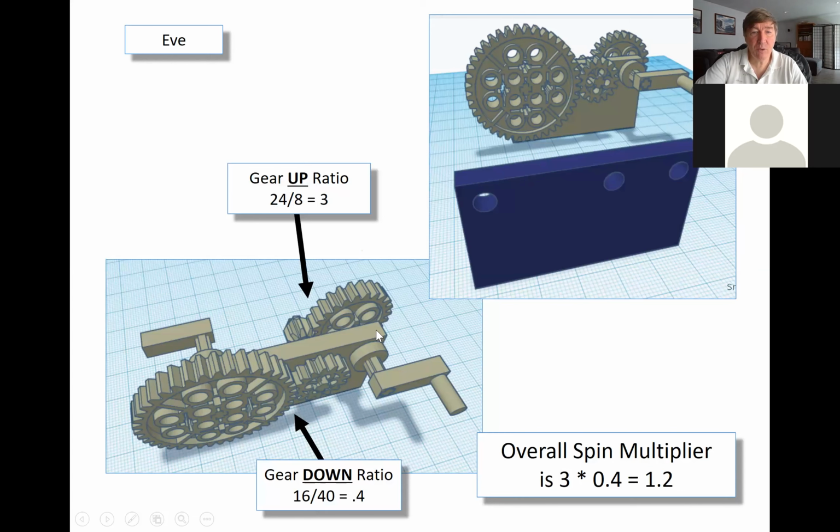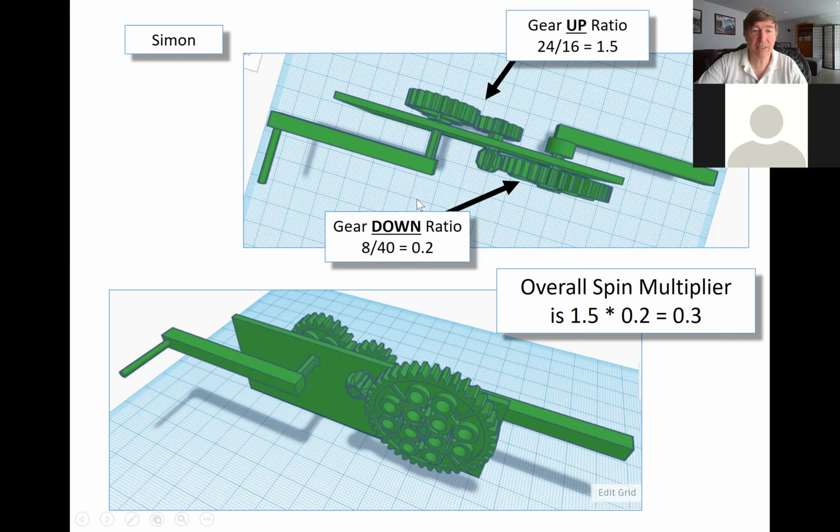Okay, so here's Eve's design. You see here, the way she paired up her gears, she got a multiplier of 1.2. Okay, not much to say there. Oh yes, Sky, thank you. Sky also noticed that this shaft here doesn't have a stopper. Good catch there, Sky. So this shaft here could easily spin in and out. You see how we've got a stopper over on this side? We needed a stopper over on that side too. So good catch there, Sky.